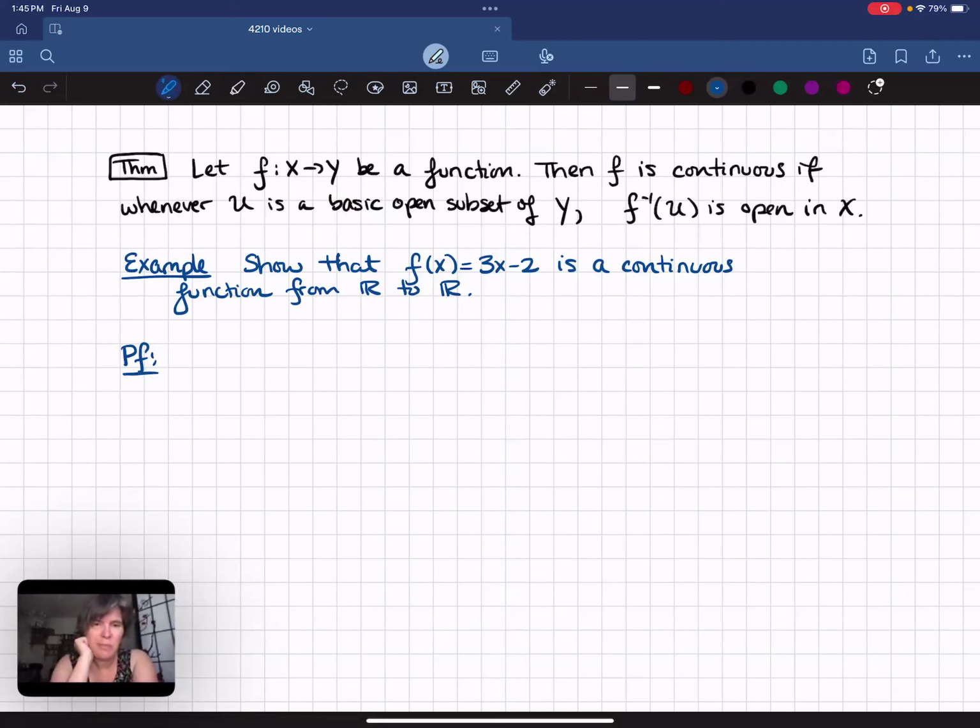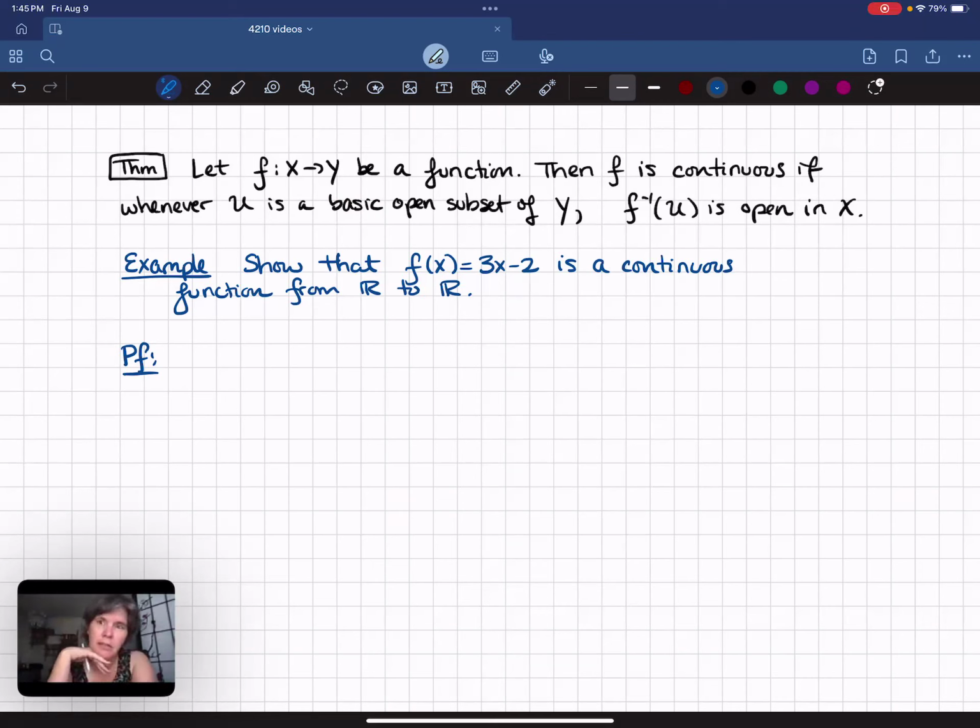What kind of a shape is y equals 3x minus 2? If I were to graph it, it's a straight line. And certainly I think of straight lines as being continuous. I can draw them without lifting my pencil off the paper, right? That's our very intuitive, high school definition of continuity.